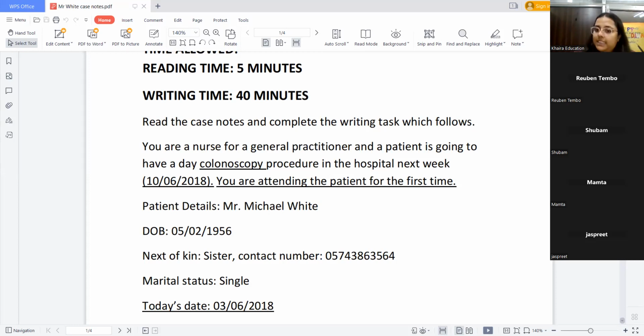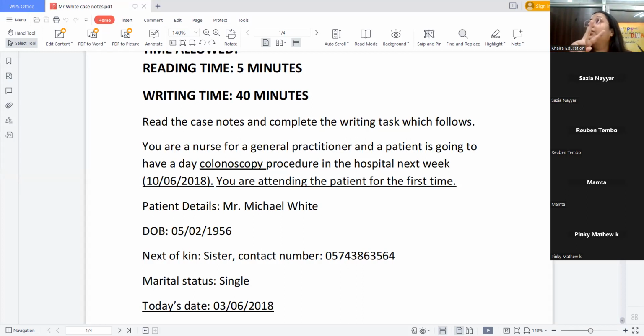Yes, ma'am. So if they have any kind of health condition, they would contact the doctor first. Then according to the condition of the patient, the doctor is going to send the patient to different specialists. So the patient has come to a general practitioner. It's mentioned that you are attending the patient for the first time. It's not that the patient is your regular patient. He's come to the general practitioner for the first time.